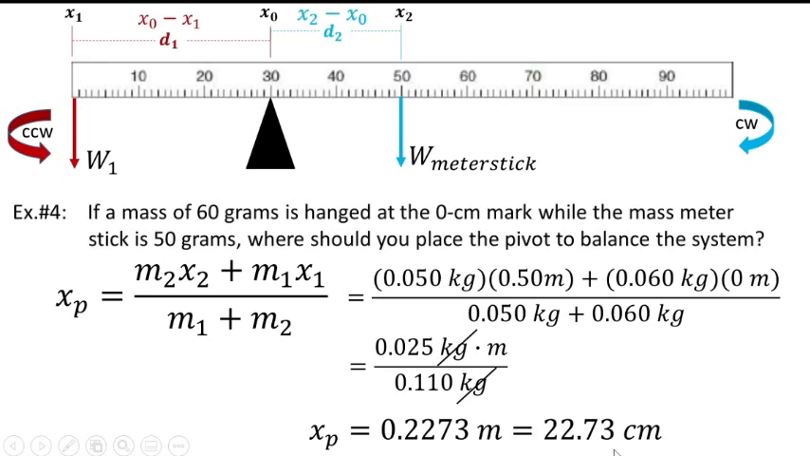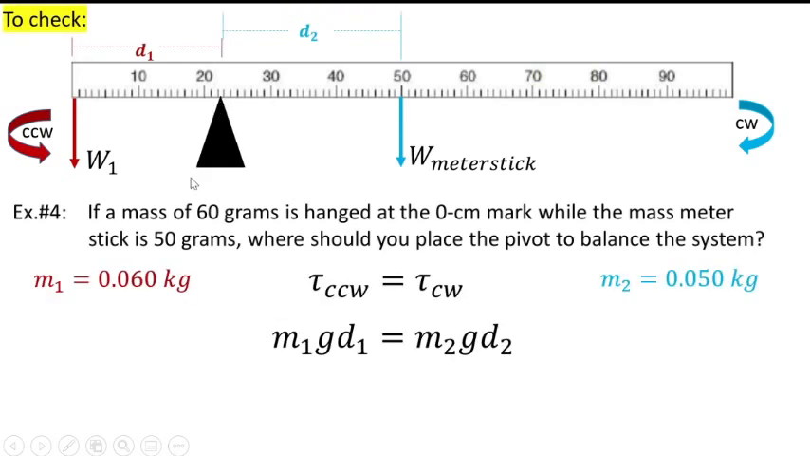So it means we will position our pivot at the 22.73 cm mark. This one. Okay? So to check if this is the right answer, we have to prove that the amount of counterclockwise torque is just equal to the amount of torque clockwise, by using this formula. So these are the givens. So D1 now, if we go back, D1 is XP minus X1. So the position of the pivot is 22.73 minus 0. So that is also 0.2273.